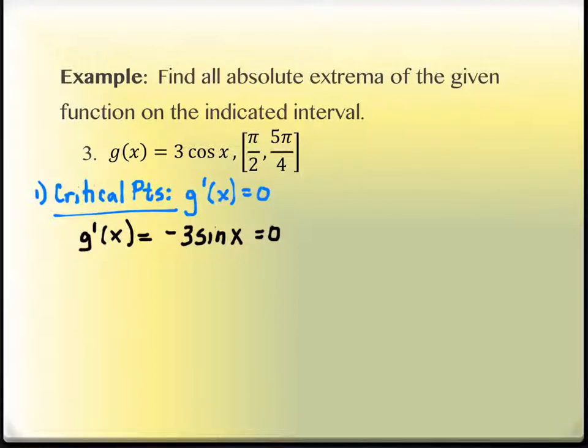Okay, so here's the question of the day for you. Does the -3 affect where this thing is equal to 0? It really doesn't, right? So we can either think of dividing by the -3 or just ignoring the -3. But this question boils down to, where does sine of x equal 0? How do I solve that?